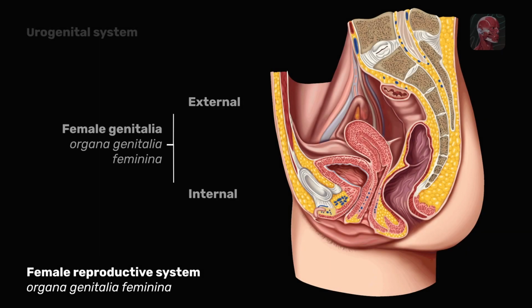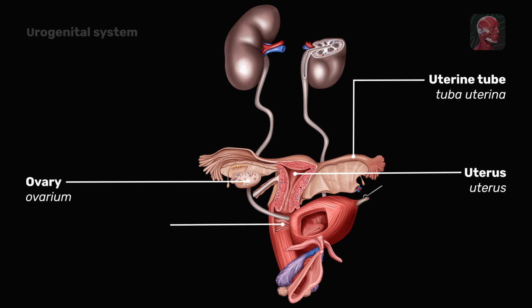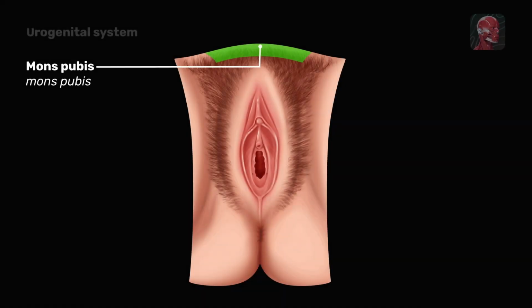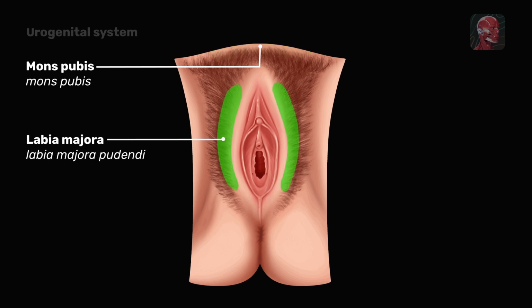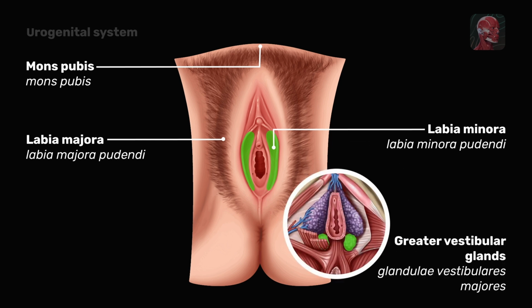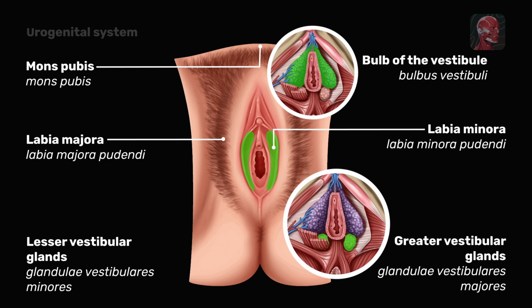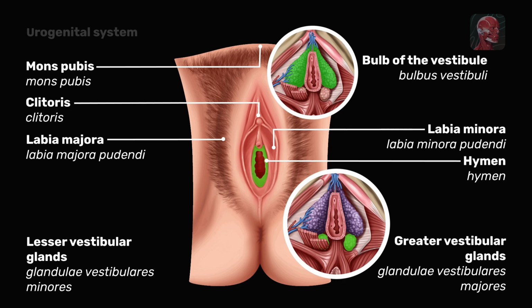Female genitalia are also divided into internal and external based on their localization. The internal genitals include ovaries, the uterus, uterine tubes, and the vagina. The external genitals include the mons pubis, the labia majora, the labia minora, greater vestibular glands, lesser vestibular glands, the bulb of the vestibule, the clitoris, the hymen, and the mammary gland.